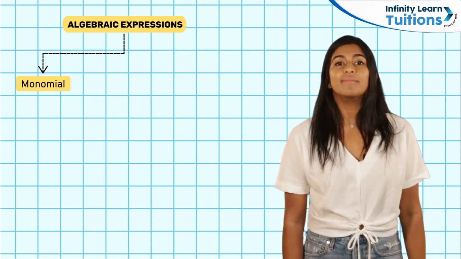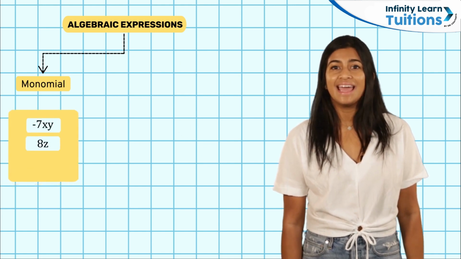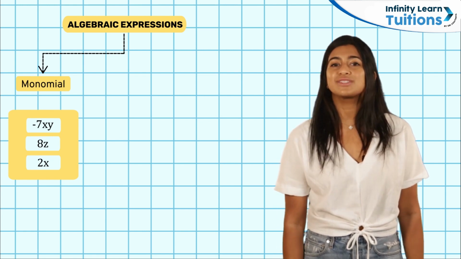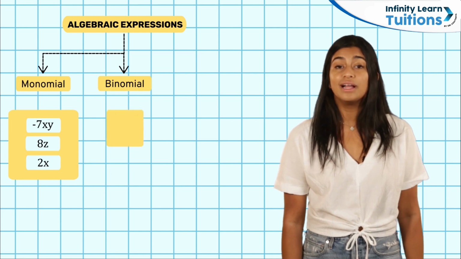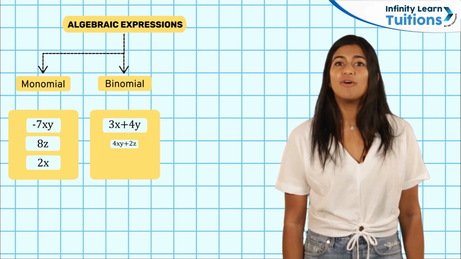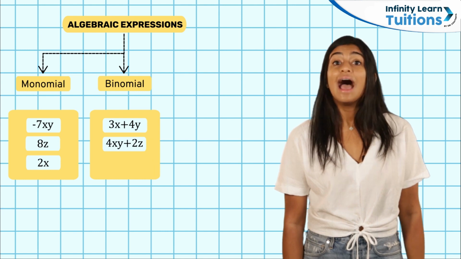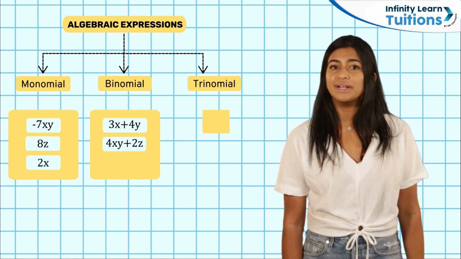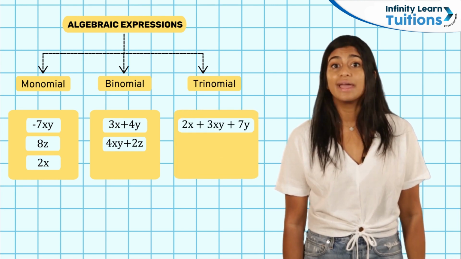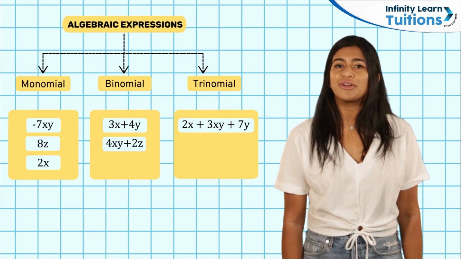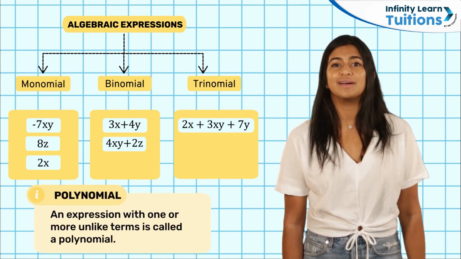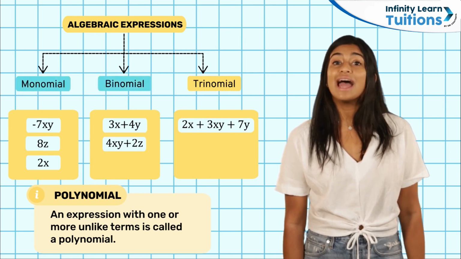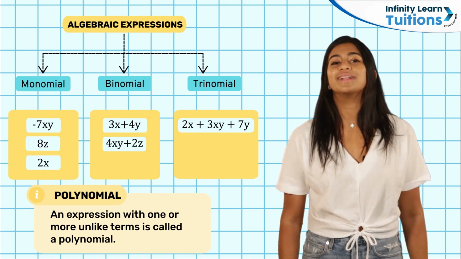If an expression contains only one term, it is called a monomial. For example, negative 7xy, 8z, 2x. If an expression contains two unlike terms, it is called a binomial. For example, 3x plus 4y or 4xy plus 2z. An expression which contains three unlike terms is called a trinomial. For example, 2x plus 3xy plus 7y. In general, an expression with one or more unlike terms is called a polynomial. Therefore, a monomial, binomial, and trinomial are all polynomials.